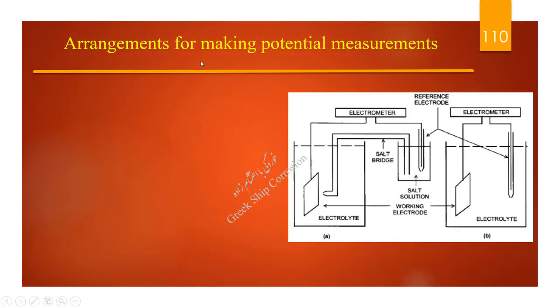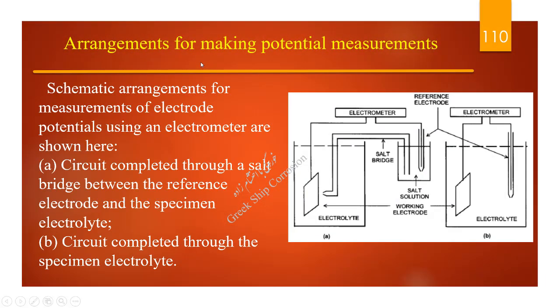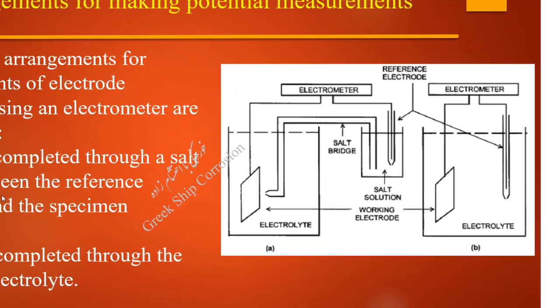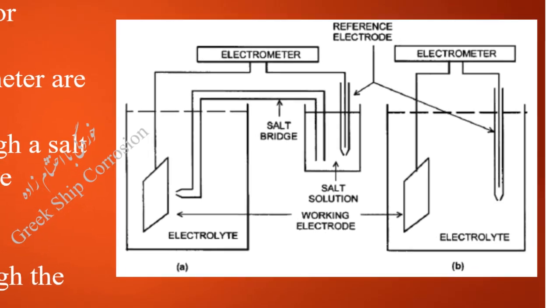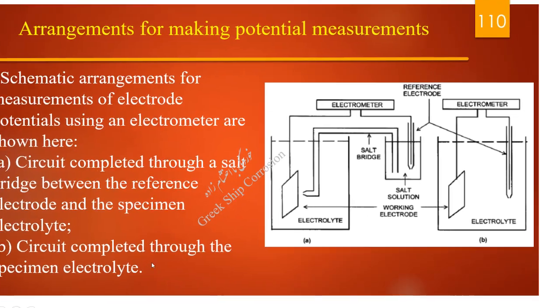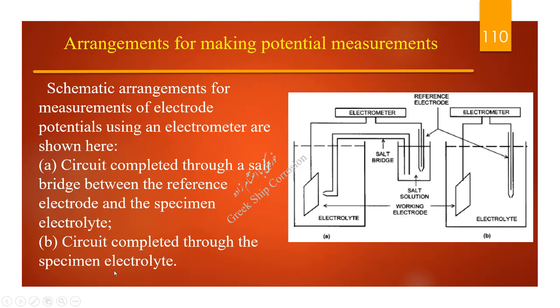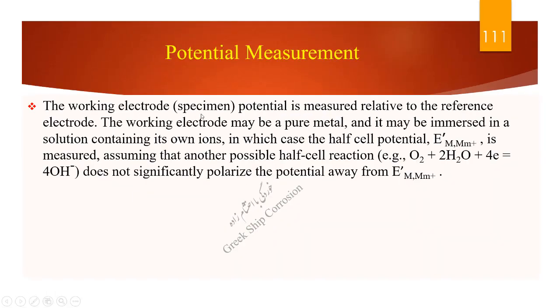Arrangements for making potential measurements. Schematic arrangements for measurements of electrode potentials using an electrometer are shown here. A. Circuit completed through a salt bridge between the reference electrode and the specimen electrolyte. B. Circuit completed through the specimen electrolyte. The working electrode or specimen potential is measured relative to the reference electrode.